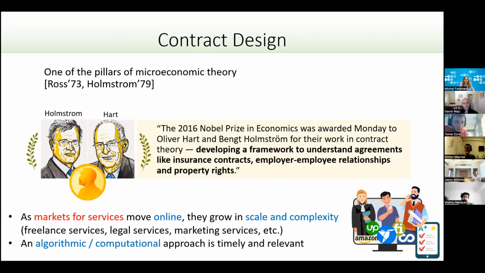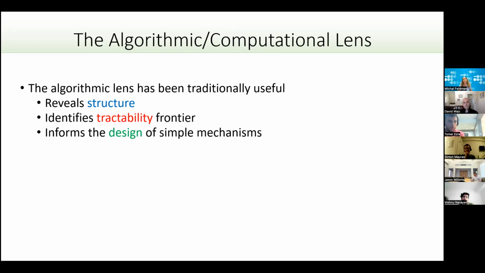And as computer scientists, we know that as markets for services move online, they grow in scale and complexity. And so an algorithmic or computational approach is both timely and relevant. Traditionally, we know from algorithmic mechanism design that when we apply the algorithmic lens to economic problems, it's very useful, for example, in revealing structure that can only be revealed using the algorithmic lens.